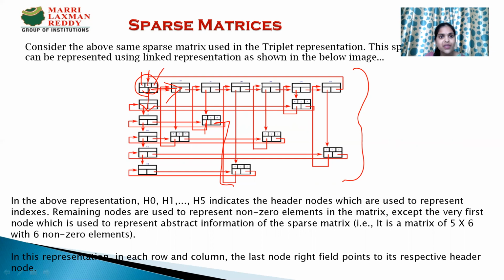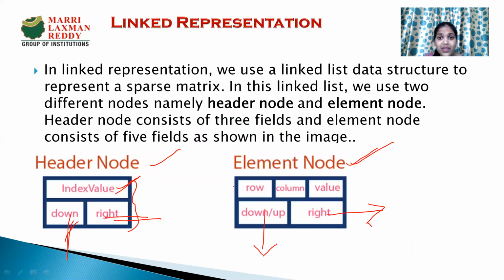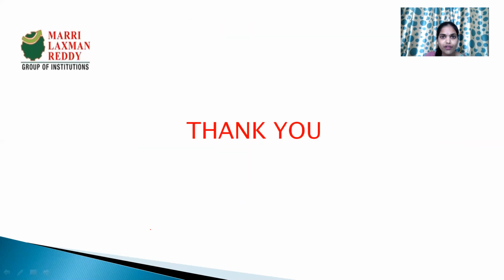This is how we can represent a sparse matrix with the help of a linked list, where the sparse matrix is represented in a different manner. One consists of the header node and the other is the element node, where it consists of the element which is present down to it and the node which is present right to it. This is the representation of a sparse matrix. Hope you have understood this.